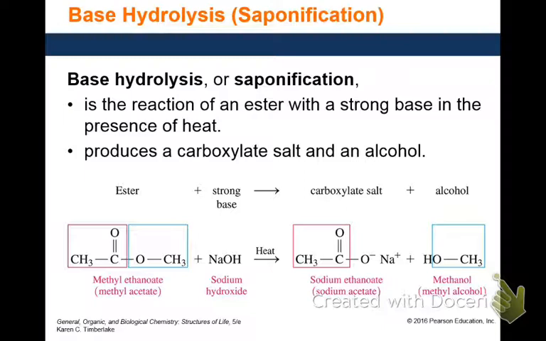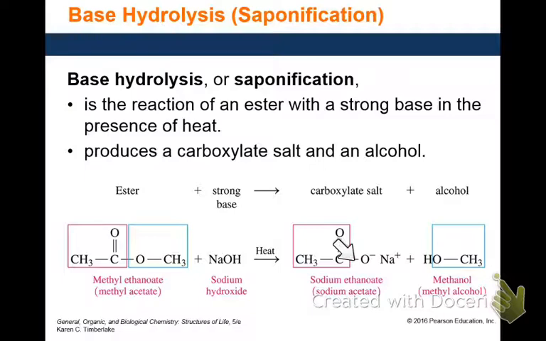Anyways, base hydrolysis is just like acid hydrolysis with one twist. You still break it here. You still get the alcohol out. What's the difference? Because it's in sodium hydroxide, you get a salt out instead of the acid. So you get the neutralized acid instead of the acid.